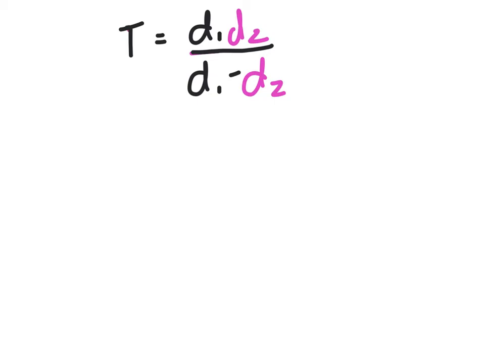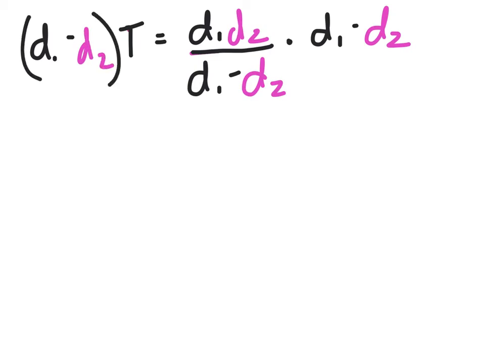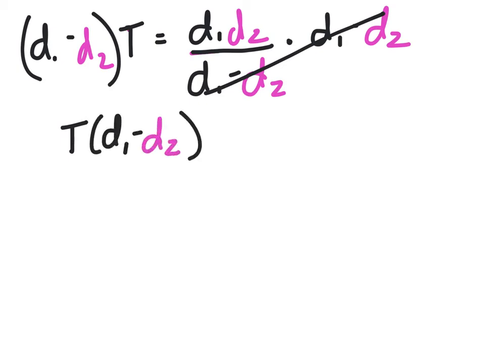Okay, so the last problem involves both strategies. I see my variables in the denominator, so I'm going to start off immediately by multiplying both sides by d1 minus d2 to get the variable out of the denominator. And I'm going to put the d1 minus d2 in parentheses on this side because of that subtraction to make sure that it's all multiplied by the t. So the denominator's gone over here, and I'm left with t times d1 minus d2 is equal to d1 times d2.